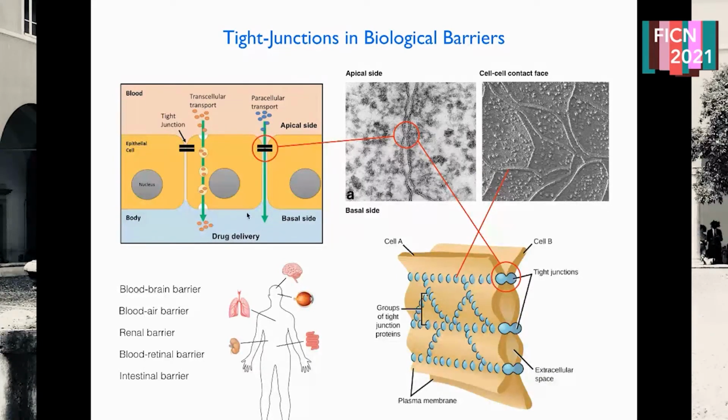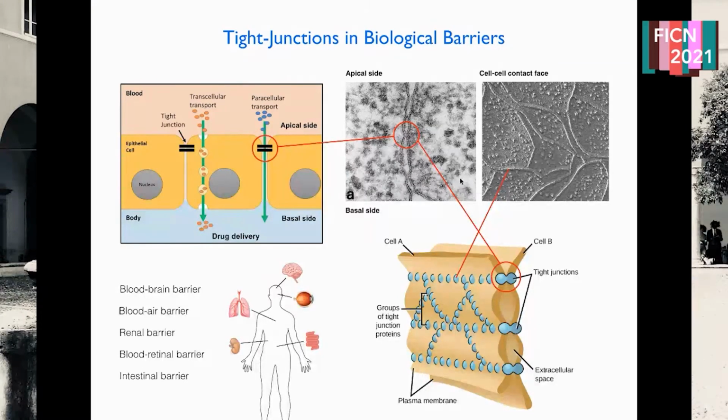Now, these barriers, and tight junctions in particular, are major targets in drug delivery, and it's particularly so for the tight junctions, because along this pathway hydrophilic molecules can be made to pass.